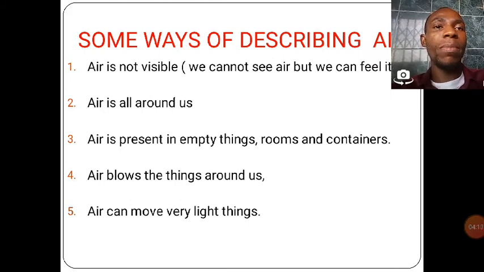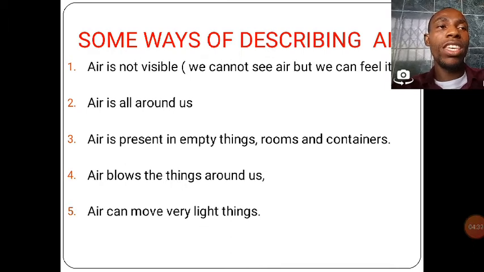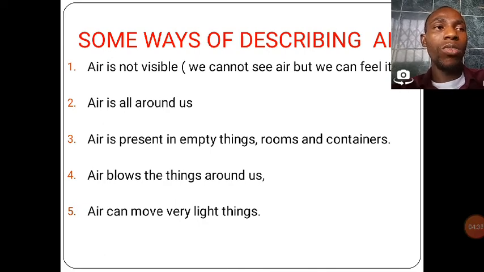Some ways of describing air. 1. Air is not visible, which means we cannot see air, but we can feel it. 2. Air is all around us. 3. Air is present in empty things, rooms, and containers. 4. Air blows the things around us. 5. Air can move very light things. Good. Let's move on.